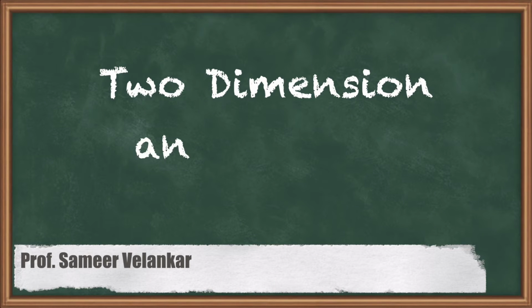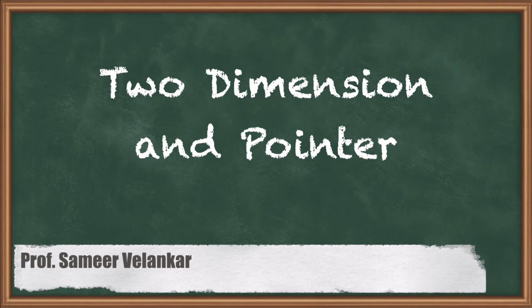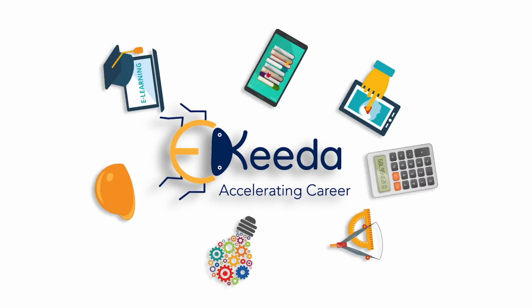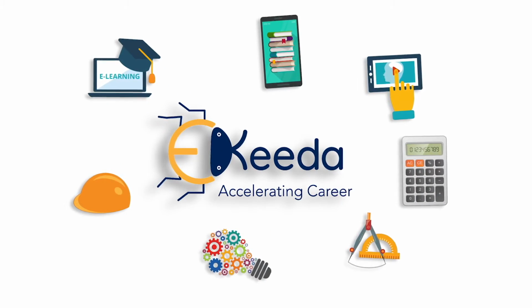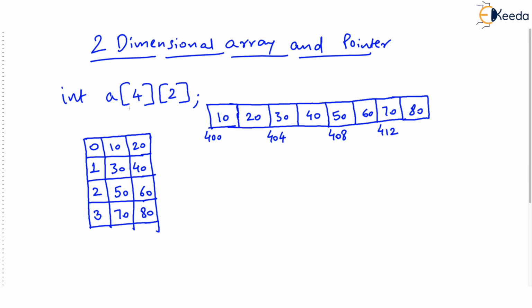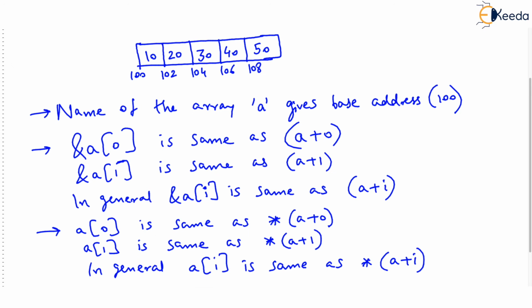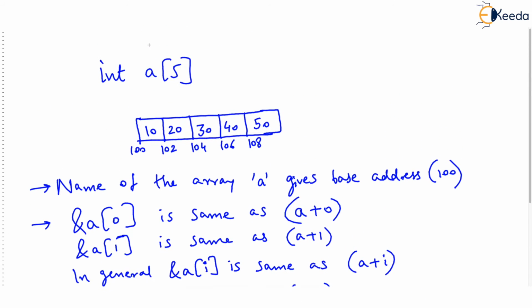Hello dear students. In this video, we will see what is the relation between two-dimensional array and pointer. Now as you see, I have declared a two-dimensional array of 4 rows and 2 columns. And I have drawn some diagrams, but what I want all of you to do first is to please revise the concept of one-dimensional array that we saw in the earlier videos. Have patience and go through this first.